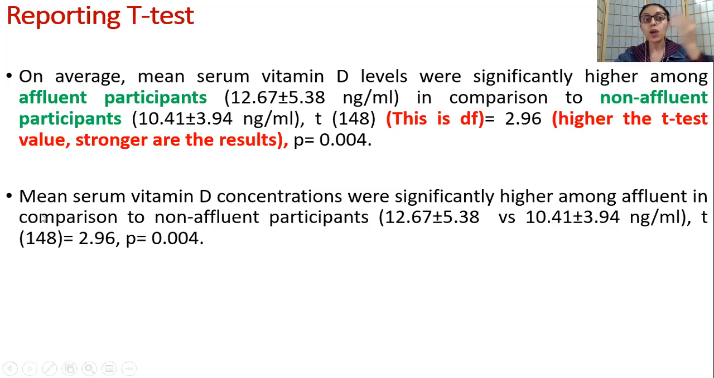So yes, over here you have affluent participants, meaning those taking services from a private hospital. They had better vitamin D levels compared to non-affluent participants, meaning those taking services from governmental hospitals.